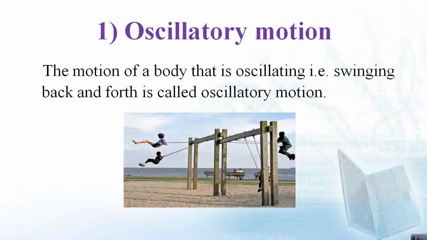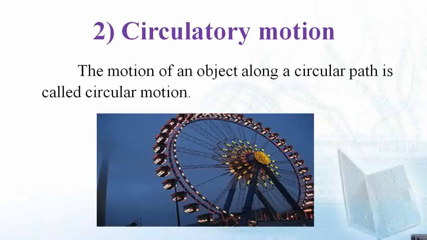Next is circulatory motion. The motion of an object in a circular path is called circular motion. Similarly, as we have learned that when the object follows a straight path, it is linear motion, in the same way, when it follows a circular path or a circle, it's called circulatory motion. Now, with an example, we will understand.